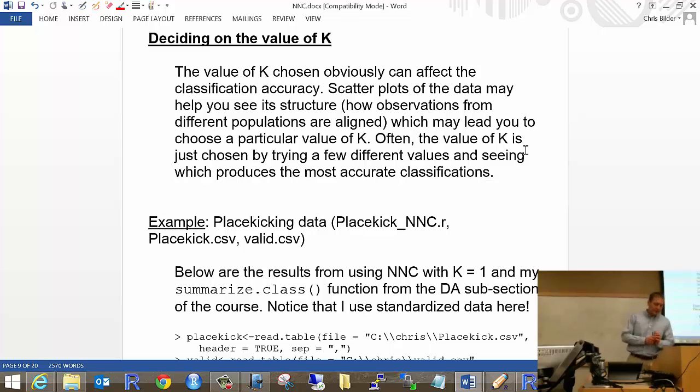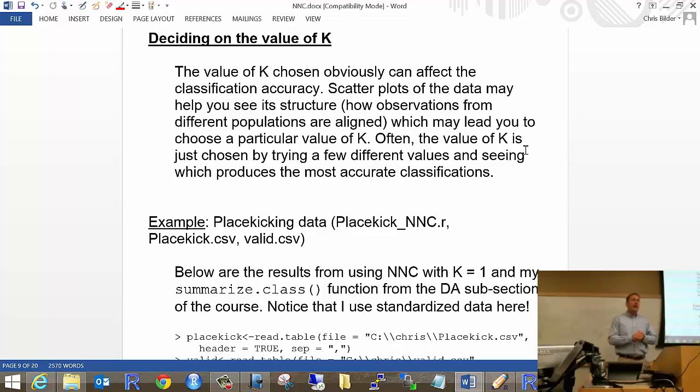So that takes us to page 9. Well, how do we choose k? Obviously, this is very important. Well, one thing that you might be able to do is some kind of plot of the data, maybe a simple scatter plot of the principal component scores, and look at that. And maybe a particular value of k would make sense to you. More often, that's not going to be helpful. And so instead, what you might simply do is try a whole bunch of values of k, and the value of k that would be best is the one that has the highest classification accuracy. That's it.